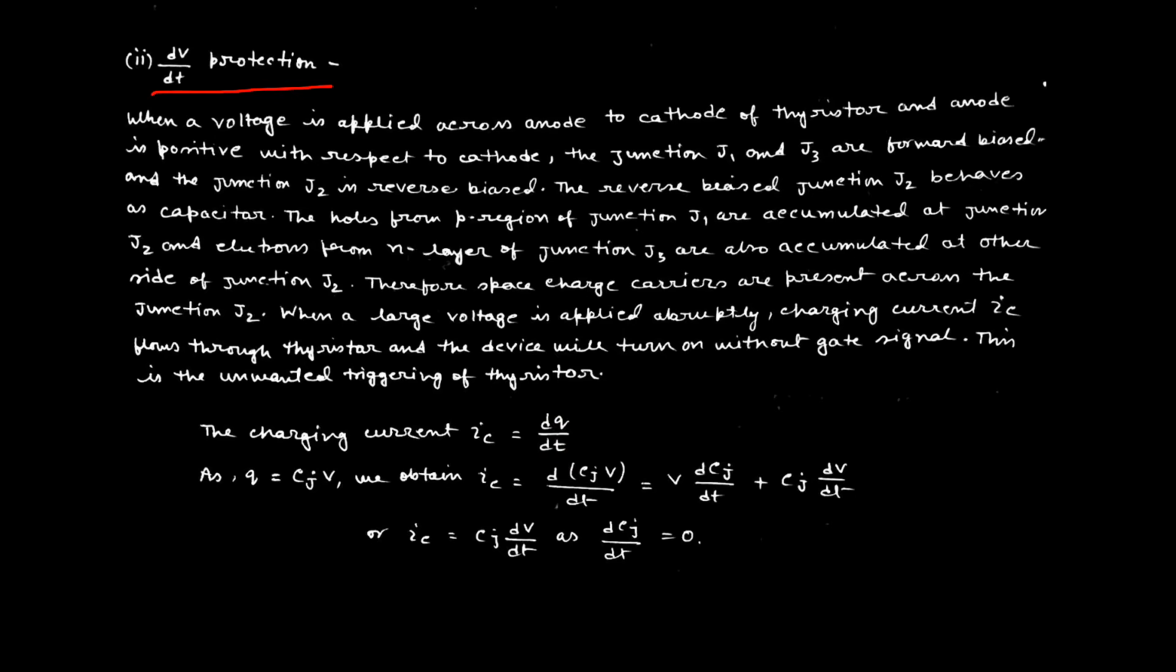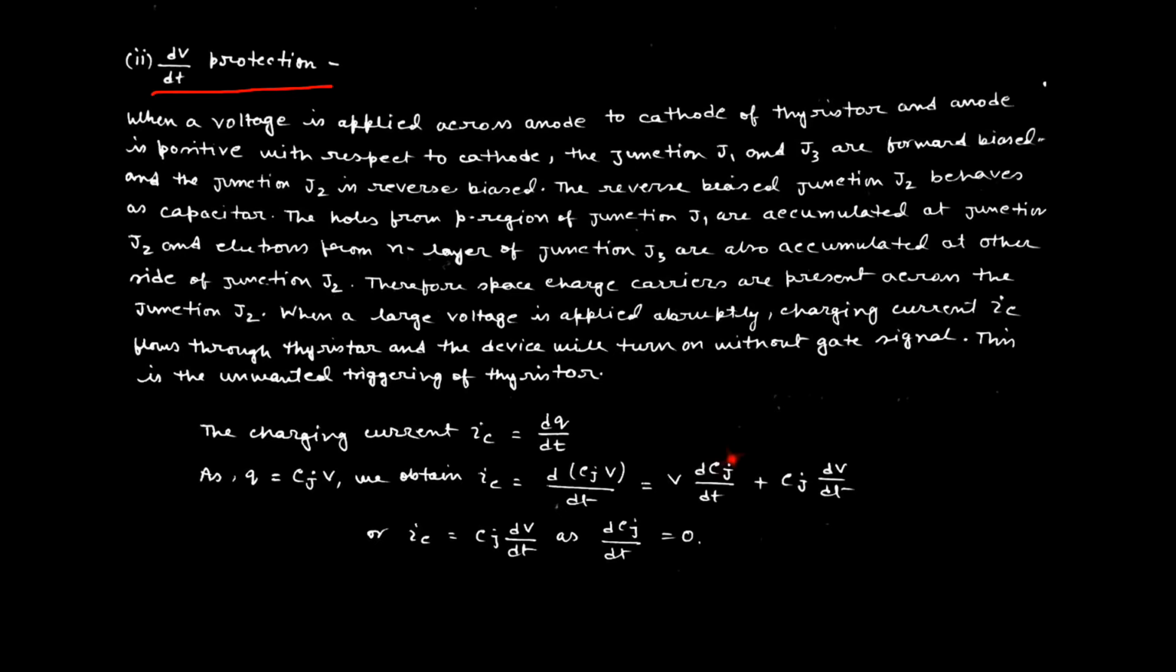So we assume Q is equal to Cj times V, where Cj is the capacitance of the junction J2 and V is the supply voltage appearing across the junction J2. So we obtain IC equal to d(Cj V)/dt. After differentiation, we get V times dCj/dt plus Cj times dV/dt.